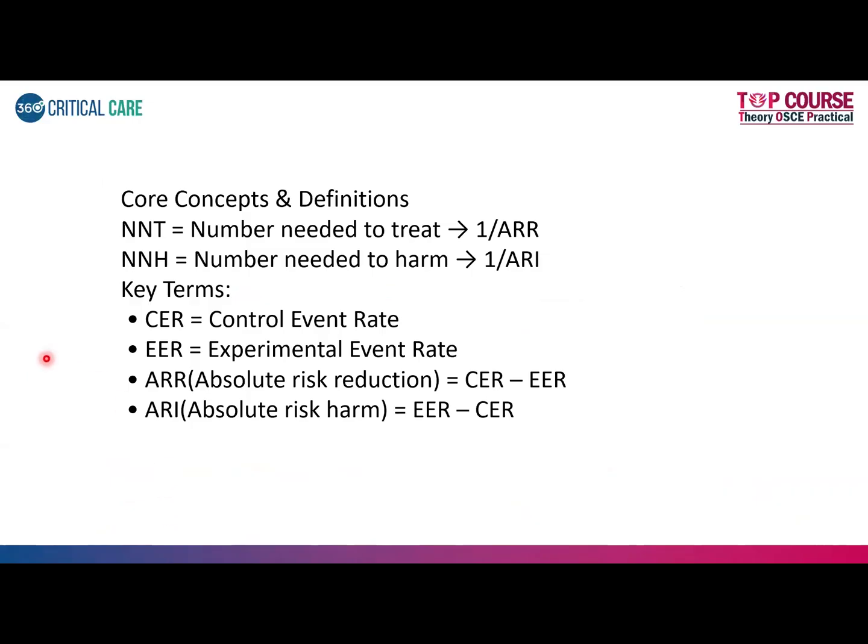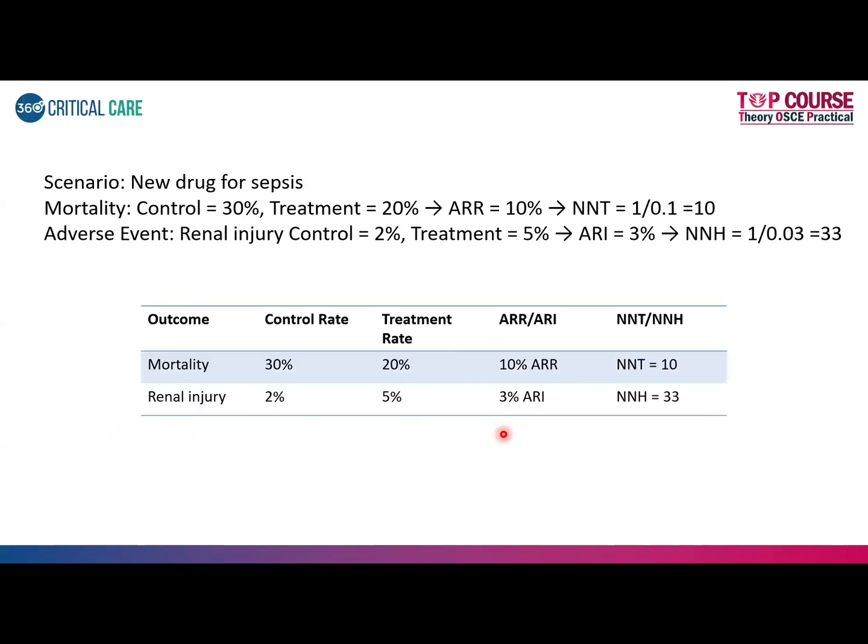So the concept one needs to understand is that the number needed to treat is 1 divided by absolute risk reduction. Number needed to harm is 1 divided by absolute risk increase. The absolute risk reduction is given by the control event rate minus the experimental event rate. Absolute risk increase is given by the experimental event rate minus the control event rate. And I'm sure that by listening to this, you probably would not have understood a single word of it. So let's learn it with an example.